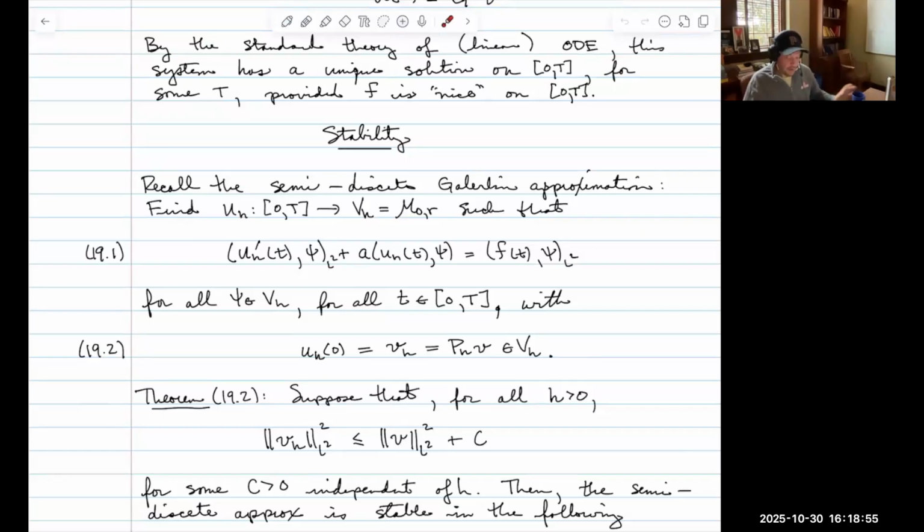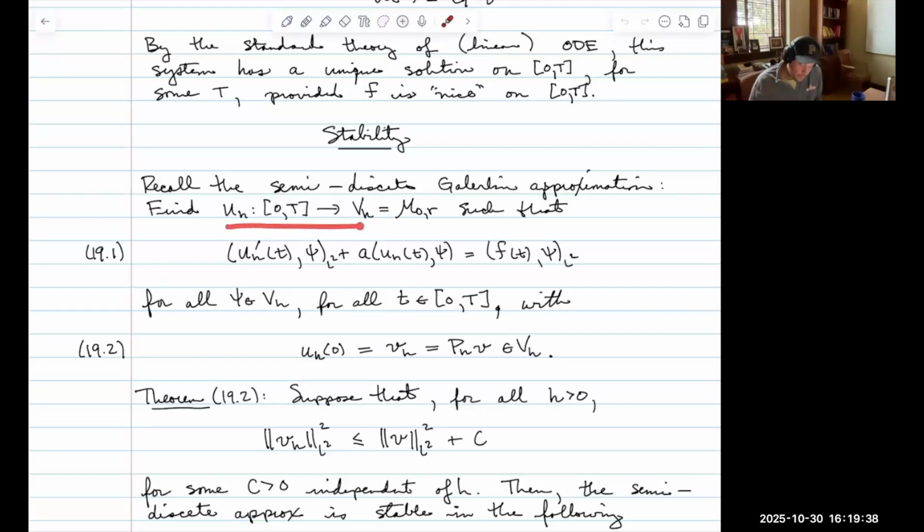So just to remind you, the semi-discrete Galerkin approximation for the diffusion problem is to find a UH, and the way I think about UH is a little bit special and different. I think about it as a mapping from the time interval 0 to t into this spatial finite element set. This is a finite dimensional space, actually a finite dimensional Hilbert space. So UH is thought of as a mapping from the time interval to the finite element space, so that if you give me a time, I'm going to give you a finite element function.